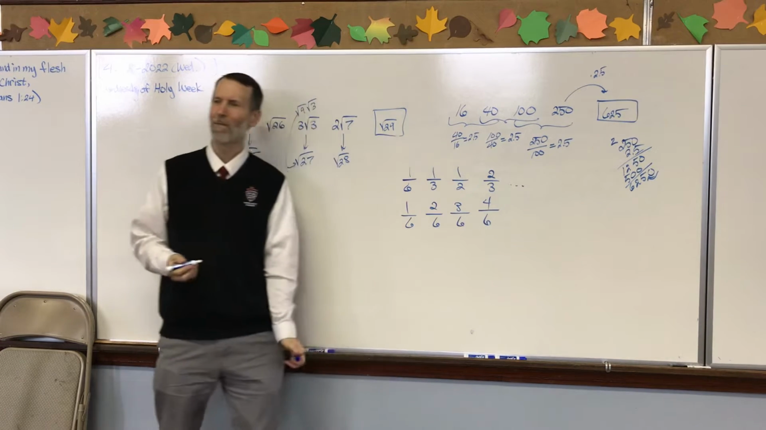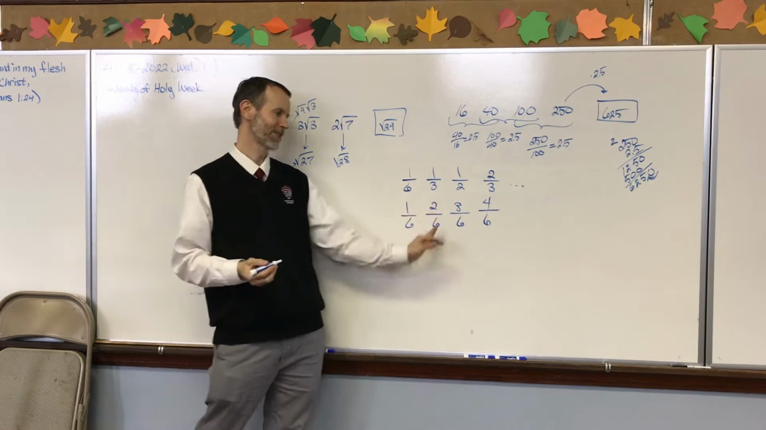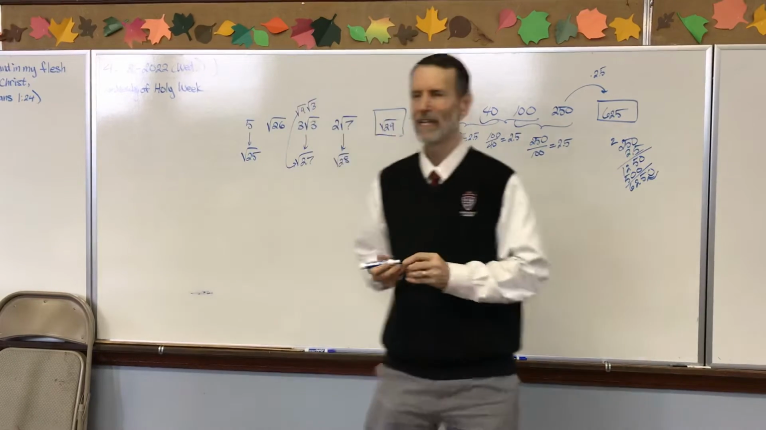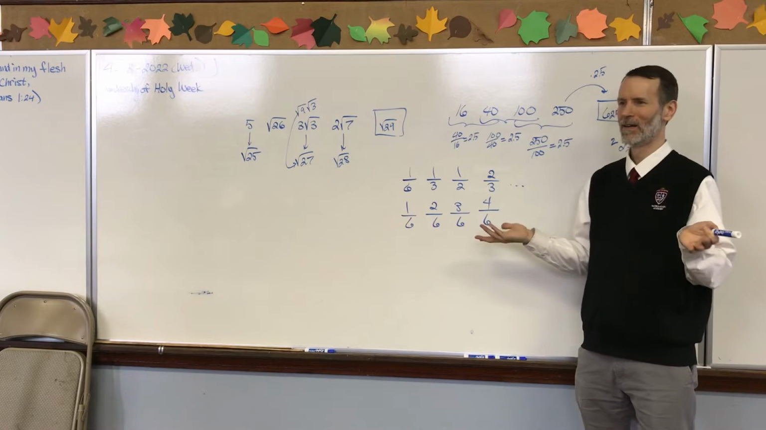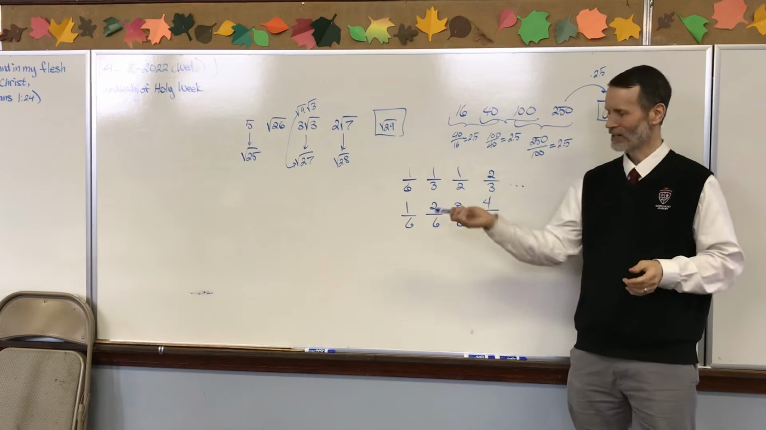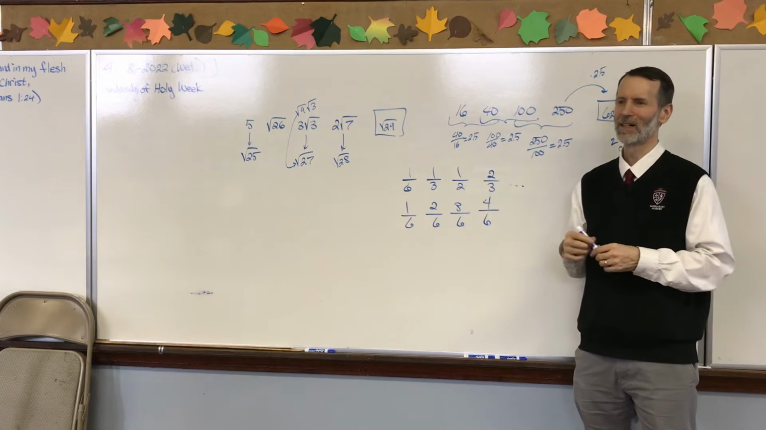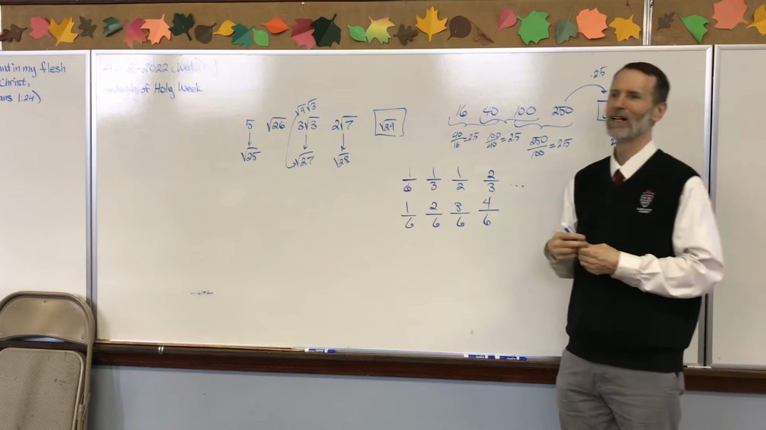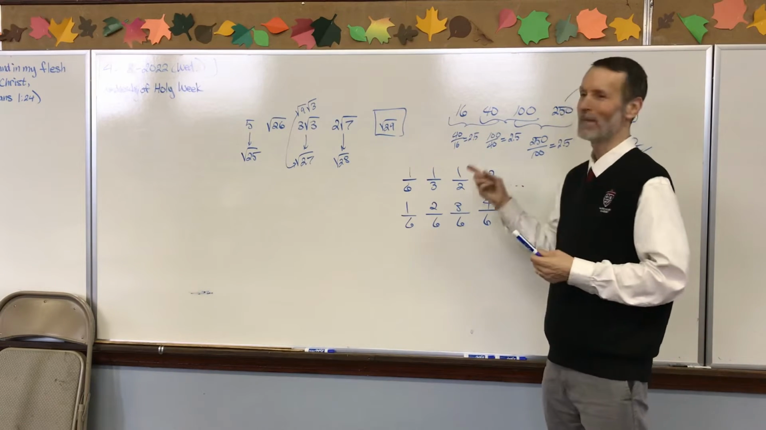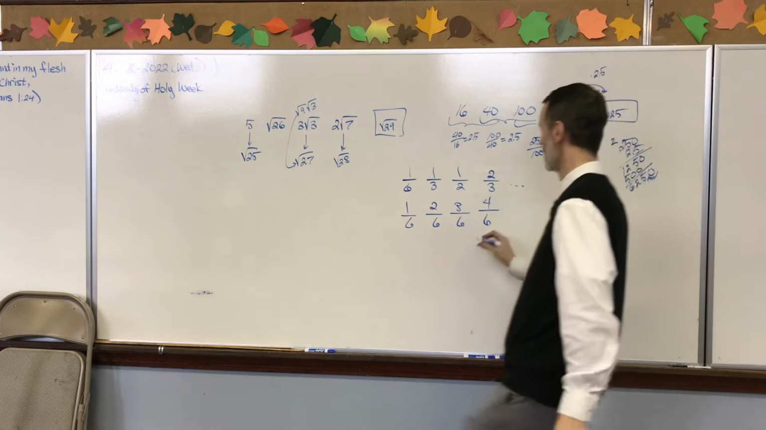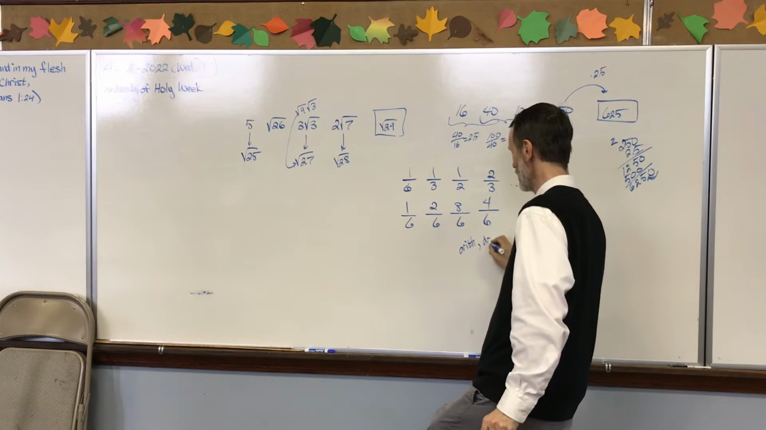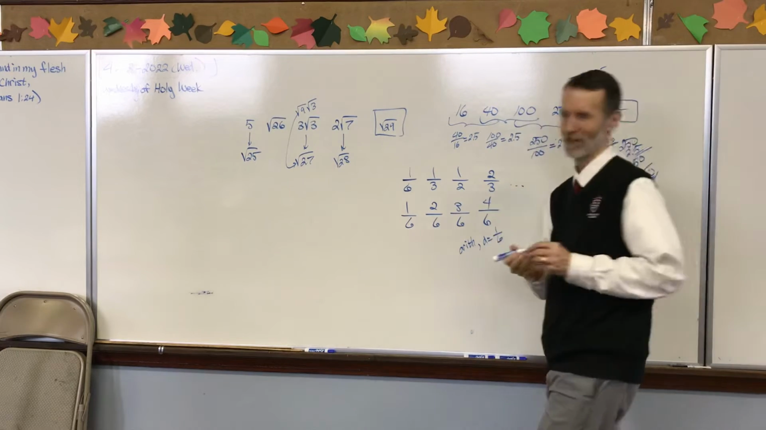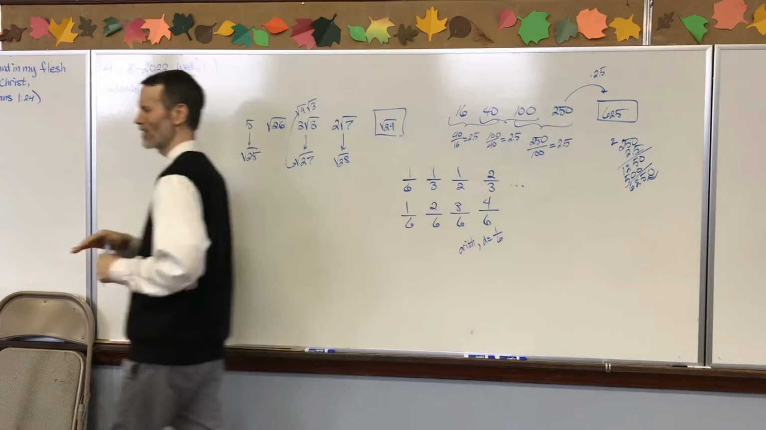Maybe see the pattern now. 1/6, 2/6, 3/6, 4/6. Is there a pattern going on here? Isabel, does it look like they're adding or multiplying? Adding. What are they adding each time? 1/6. Right. So this is arithmetic, because they're adding. And then d is 1/6. And that's it. Does that make sense?